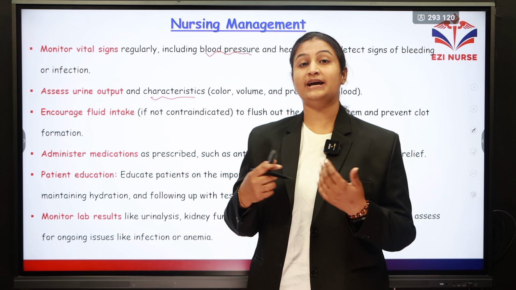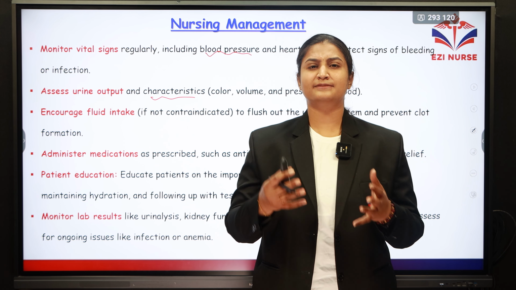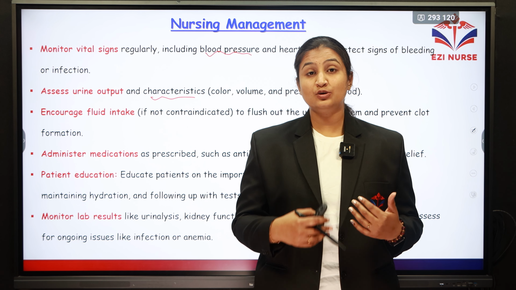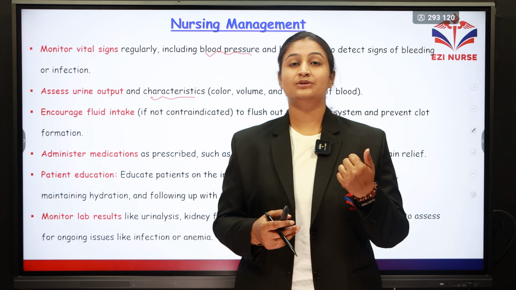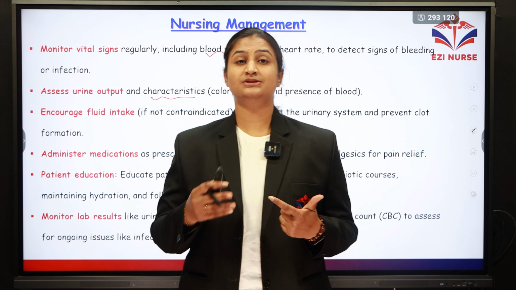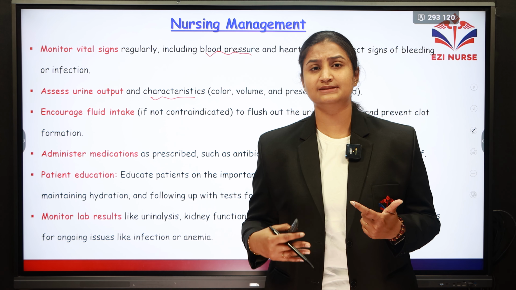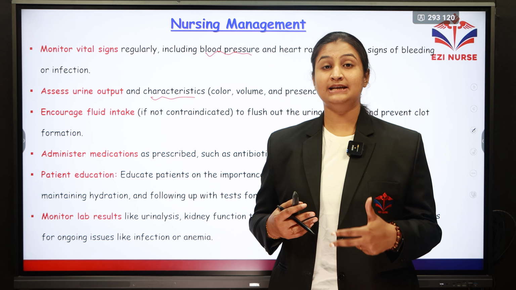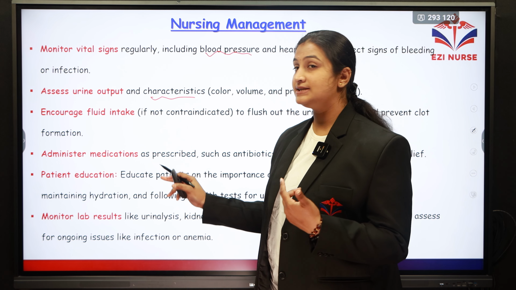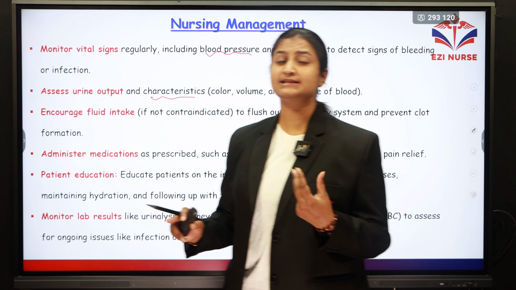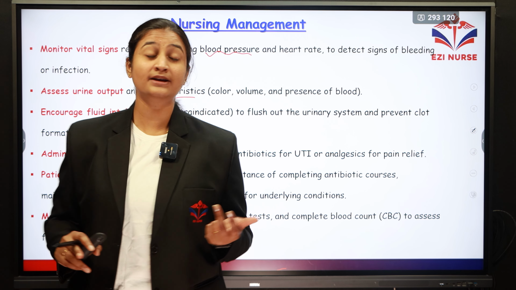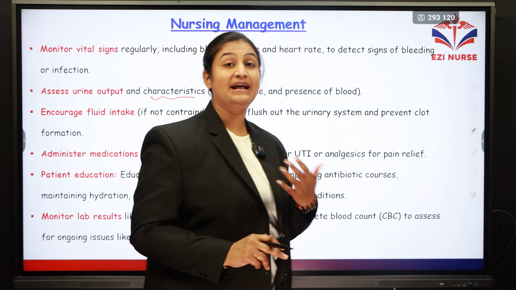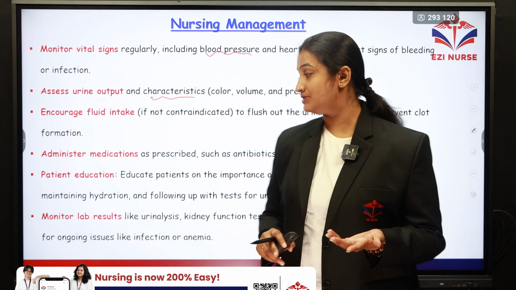Then we have to encourage the person. If the person is affected with hematuria, you have to encourage them to take more fluids, like juices. You can ask them to drink plenty of water, 8 or 10 liters, and fruits like pomegranates should be taken more. Then administer any prescribed medications, that is for UTI, and any kind of analgesics will also be given to the patient.